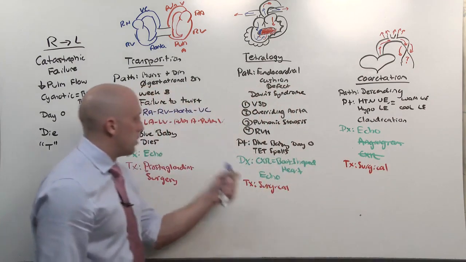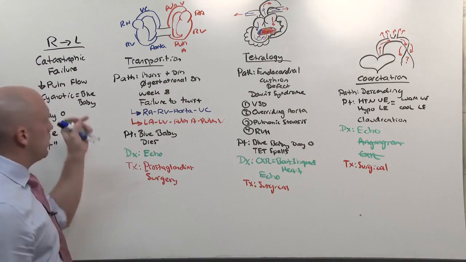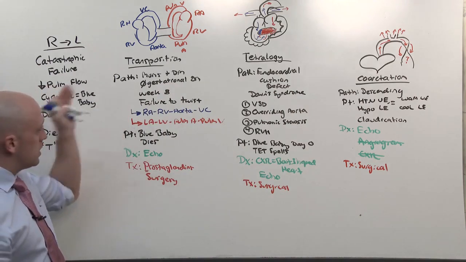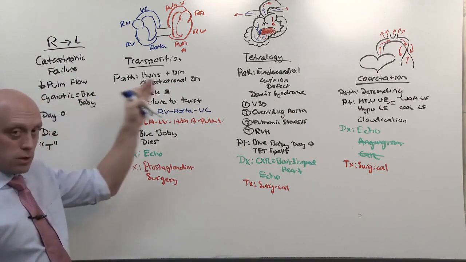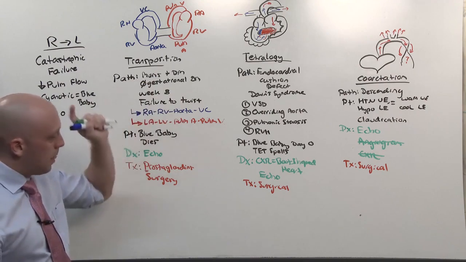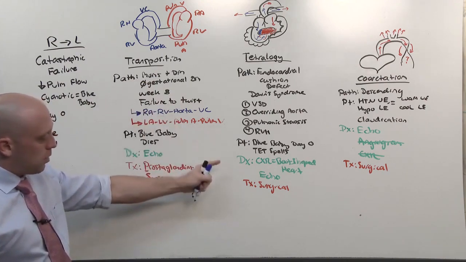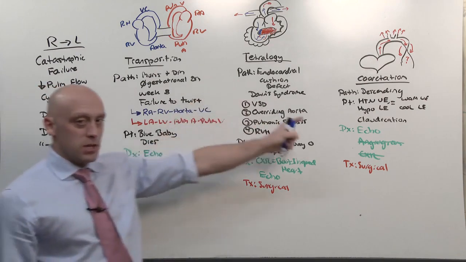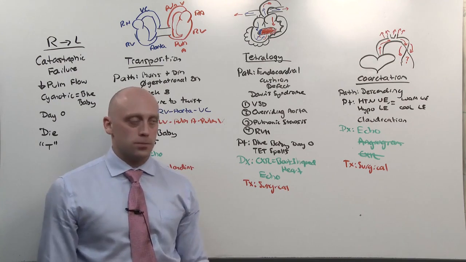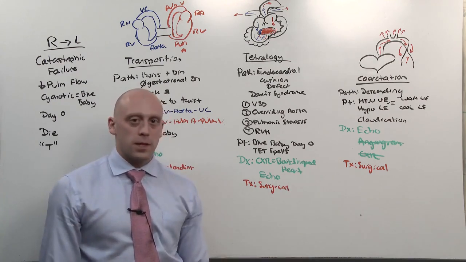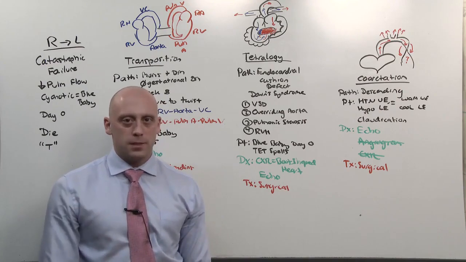Okay, so we talked about right to left shunts as catastrophic failures: transposition, diabetes, echo, prostaglandins; and tetralogy, Down syndrome, TET spells, boot-shaped heart, surgery; coarctation. Sounds like peripheral vascular disease, only the child is 2. Get the echo, fix it with surgery. That's Peds CT.